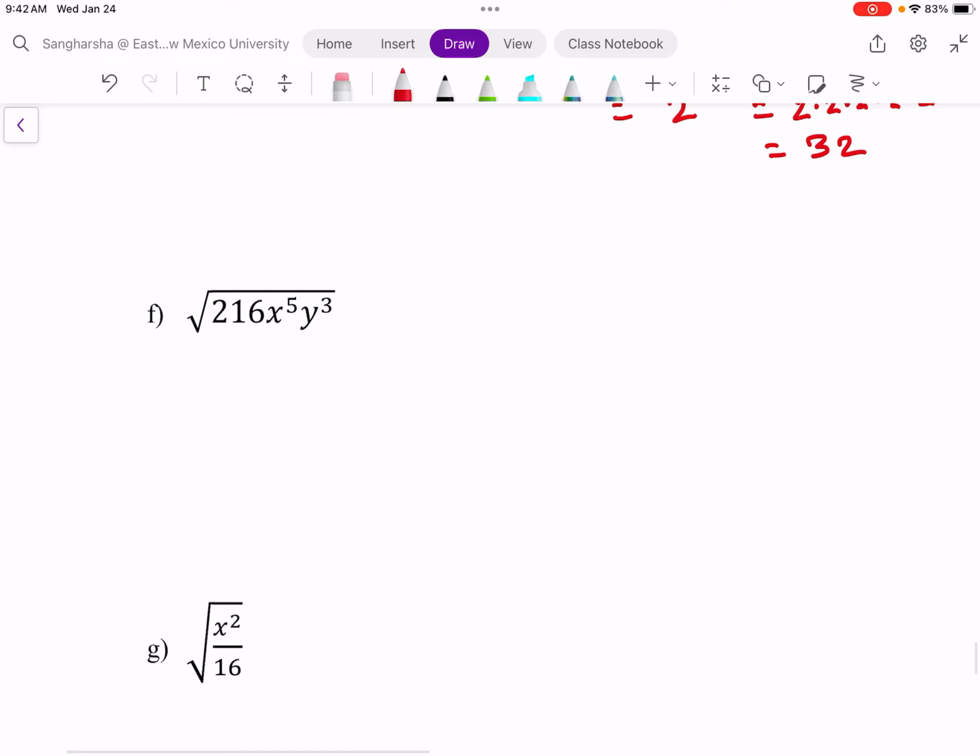The next we have 216 x to the power 5 y to the power cube. Now what is 216 equal to? Let's try to rewrite 216. Is 216 the square of some number, or is there any way we can rewrite 216? So what is 216 equal to?